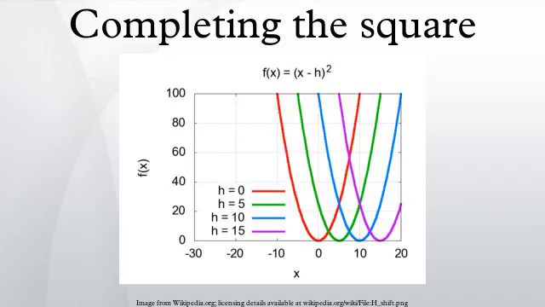In contrast, the graph of the function f(x) plus k equals ax squared plus k is a parabola shifted upward by k whose vertex is at, as shown in the center figure. Combining both horizontal and vertical shifts yields f(x) equals a times (x minus h) squared plus k, a parabola shifted to the right by h and upward by k whose vertex is at, as shown in the bottom figure.